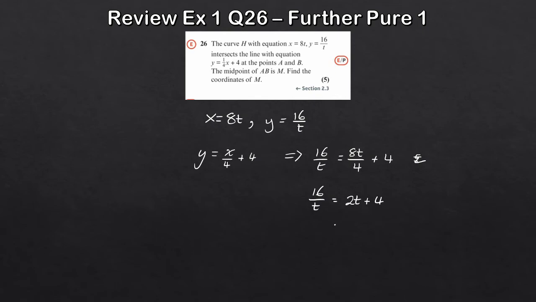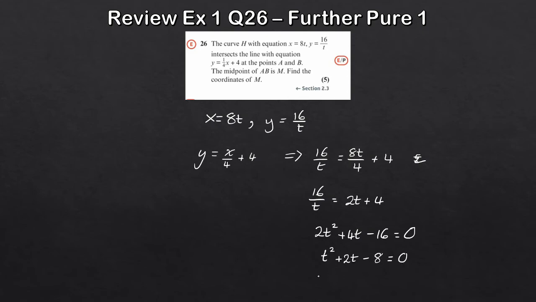So that'll give us 2t squared plus 4t, and then take my 16 across, that'd be minus 16, equal to 0. Like I said, we want to obtain a value for t. Just to make life easier, divide through by 2, because everything's a multiple of 2. So that's t squared plus 2t minus 8 equals 0.